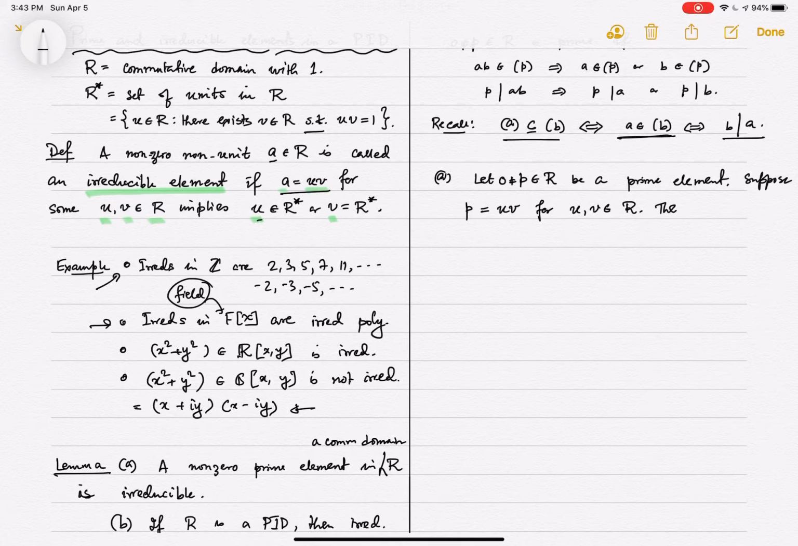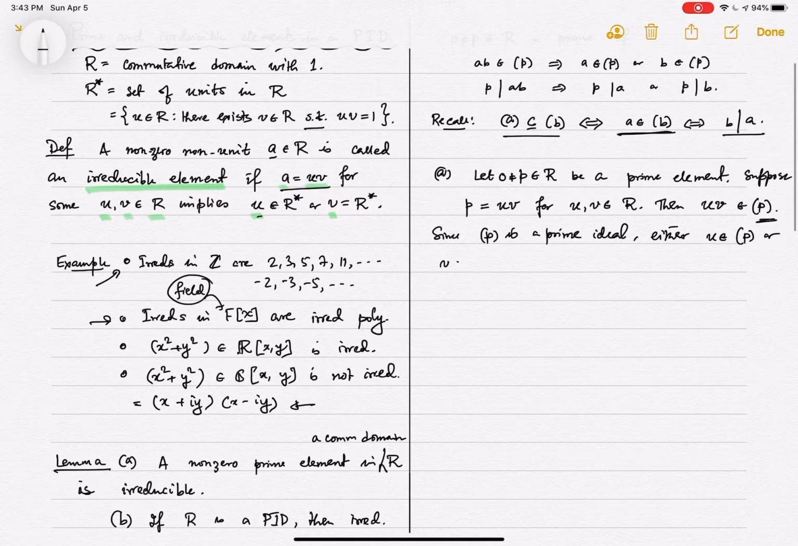I need to show one of these, u or v, is a unit. Now, u times v is just P, which is in the ideal generated by P. And since P is a prime element, this is a prime ideal. That's what being a prime element means. Either u is in the ideal P or v is in the ideal P. So now if u is in the ideal generated by P, then you notice that u is P times something.